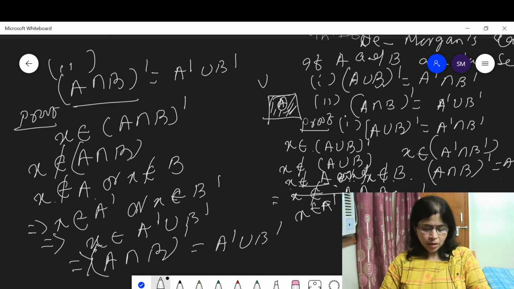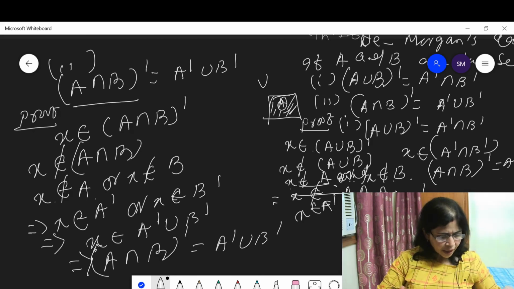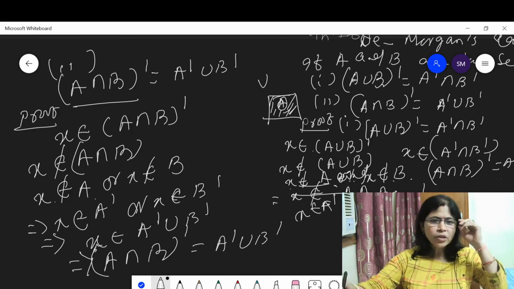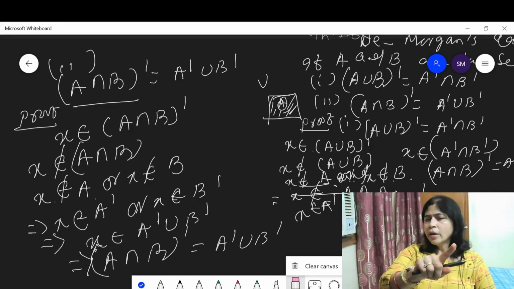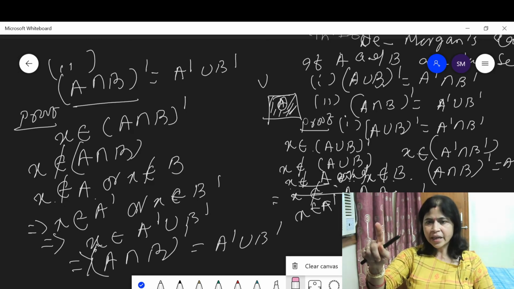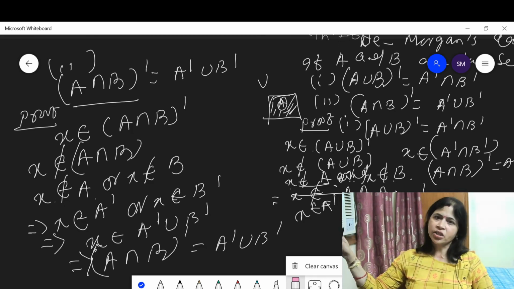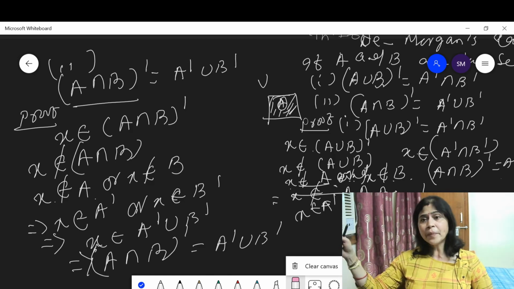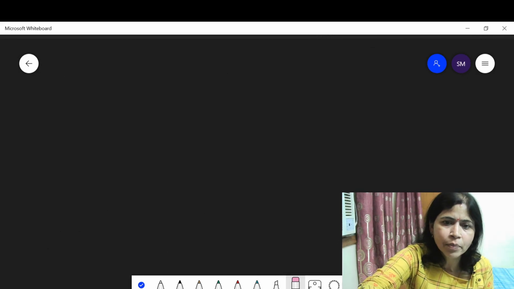Now let us solve some questions, examples. Just look at the De Morgan's law once again. A union B dash is equal to A dash intersection B dash. A intersection B dash is equal to A dash union B dash. Okay. Now solve some problems.